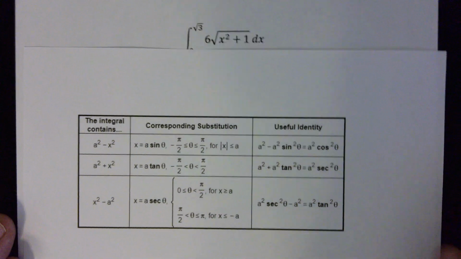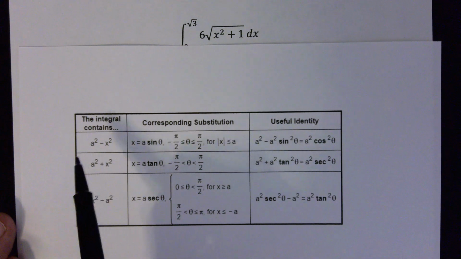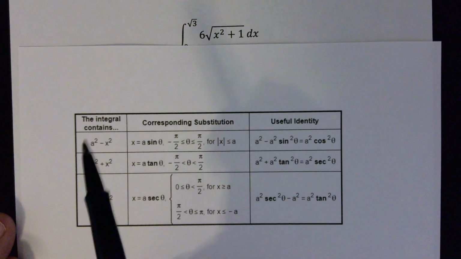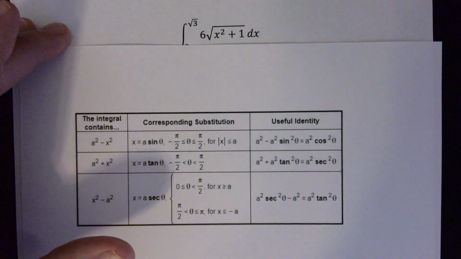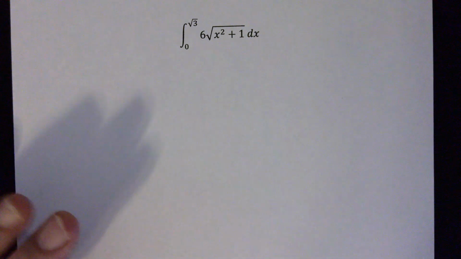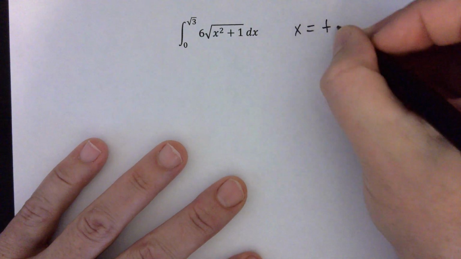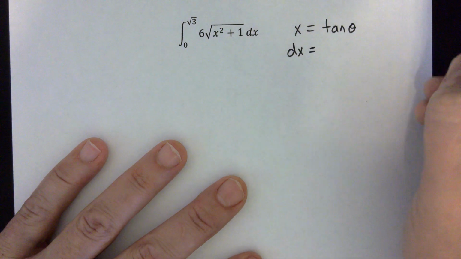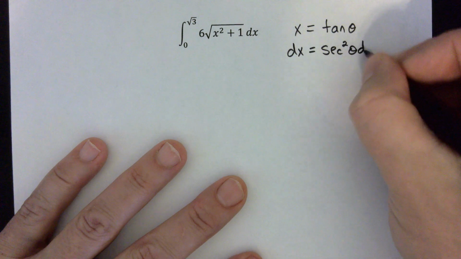Looking inside the square root, which one of these cases does the integral look like? Well, it looks like this one to me, the x squared plus a squared. The 1 is the a, right? So the substitution we're going to use is x equals a tangent theta, where a is equal to 1. So we'll say x is equal to tangent theta, dx is equal to secant squared theta d theta.